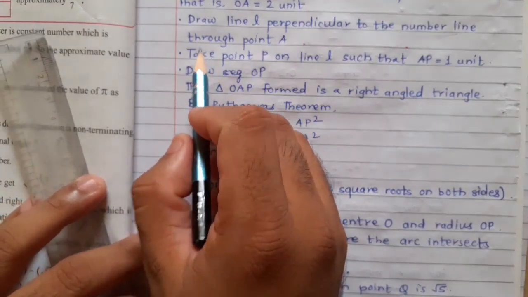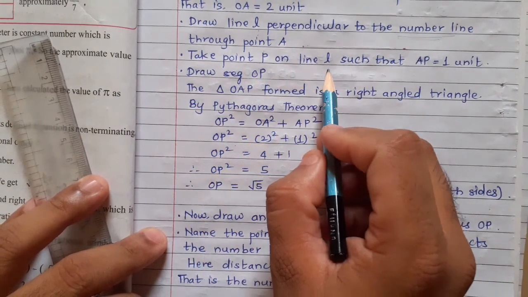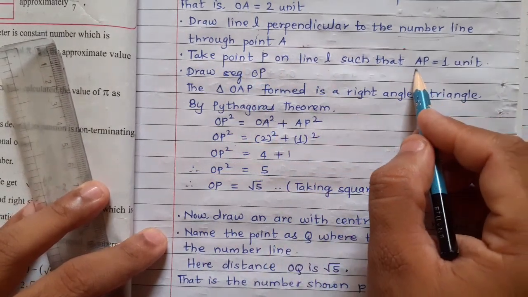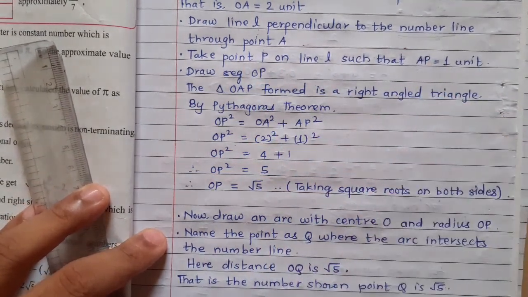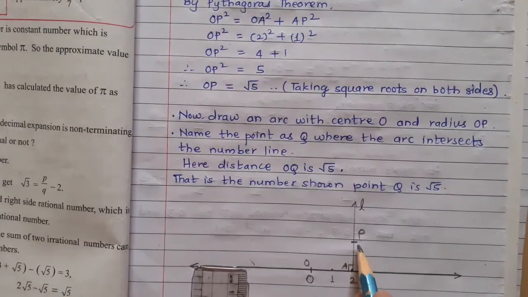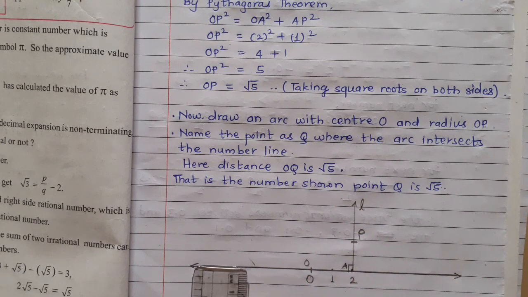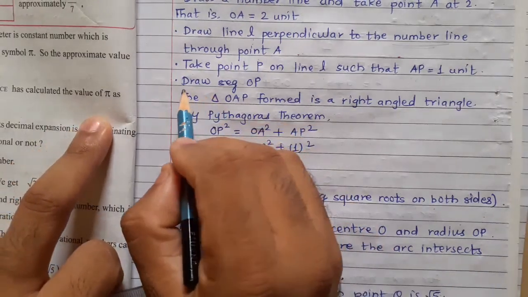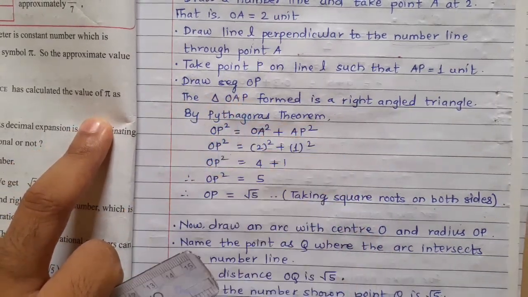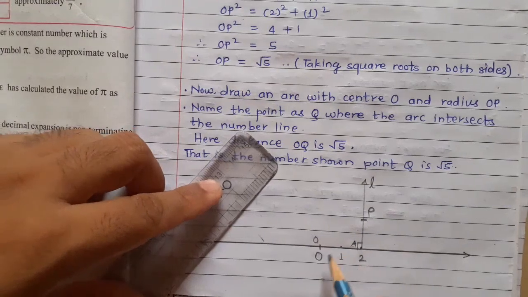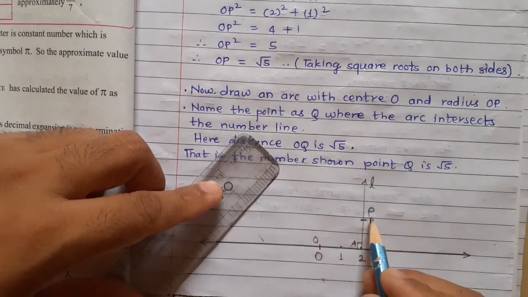Now take point P on line L such that the distance between A and P is equal to 1 unit. Now we have AP equal to 1 unit. Now draw segment OP. Here we have to draw a segment from O to P.